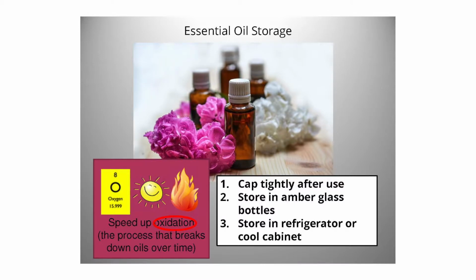You can cap your oils tightly before use, thereby preventing it from being exposed to the air. You store it in amber glass bottles. This will protect it from UV light. And third, you can store it in your refrigerator or a cool cabinet, protect it from the heat. Oxidation is the process that breaks down essential oils over time.